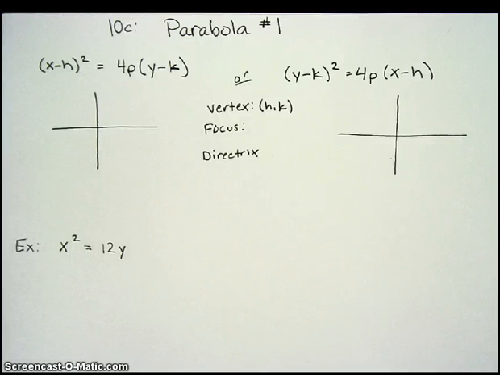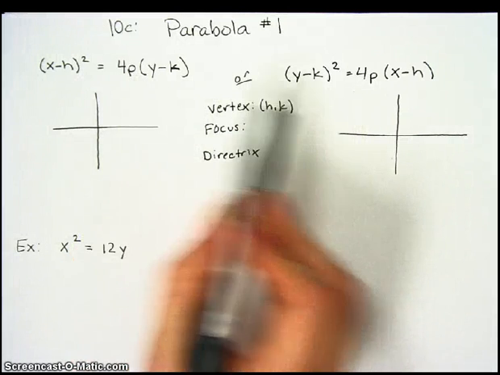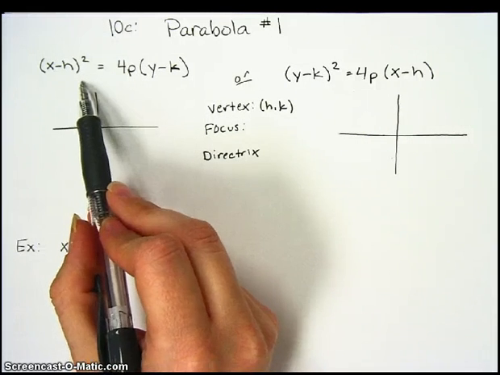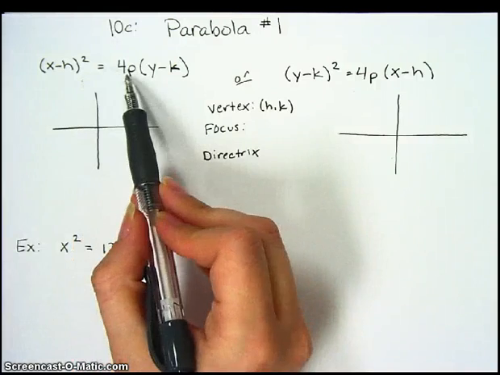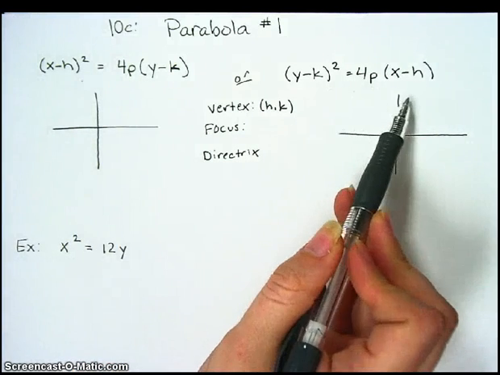Alright, today we are starting parabola. So here's your first parabola video. Just like on most of the other things, we have two different standard forms that we're going to look at. One standard form is (x − h)² = 4p(y − k). The other one is (y − k)² = 4p(x − h).